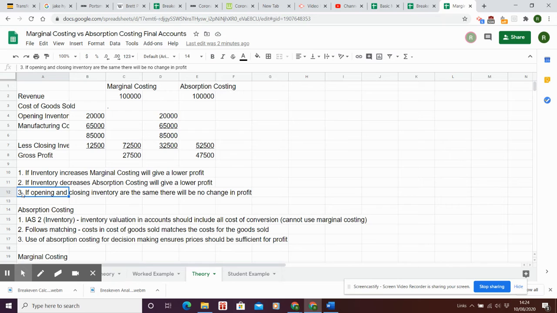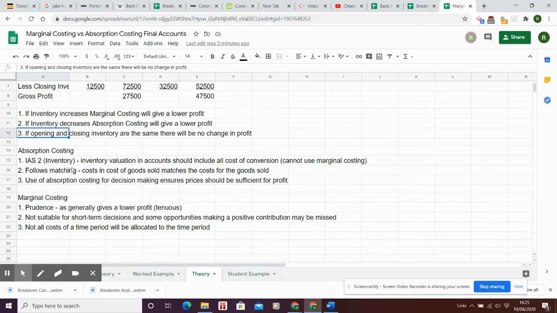choose. Okay, it will have no impact because the manufacturing cost plus the opening inventory minus the closing inventory will just give you the manufacturing cost as being the cost of goods sold. Okay, so that's quite an important thing. Okay, I'm going to do the theory again, comparing absorption costing and marginal costing.